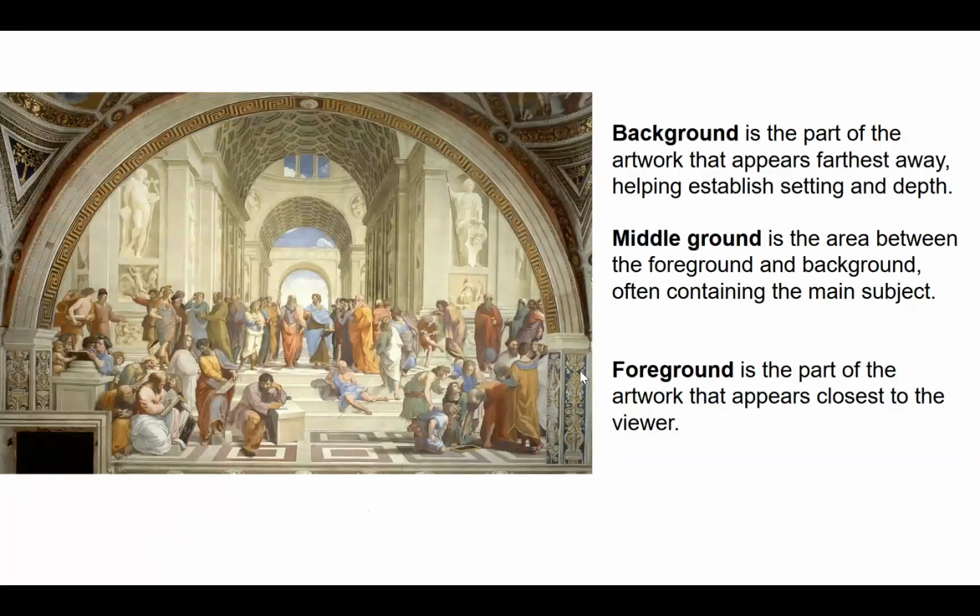Also, how to show space is the concept of the background, okay, furthest away from us, helping establish the setting, the depth, the middle ground, the area between the background and the foreground. This is the part of the picture plane that is closest to the viewer, okay, where these figures are.